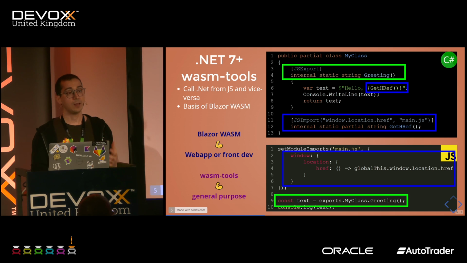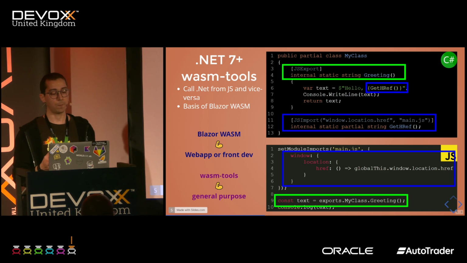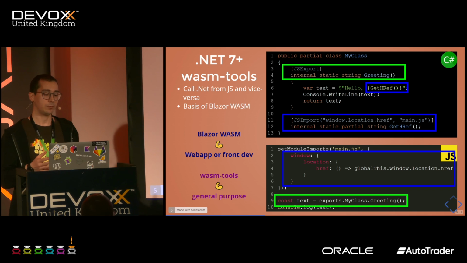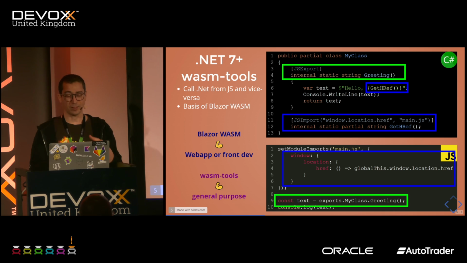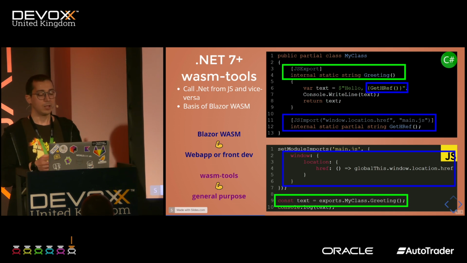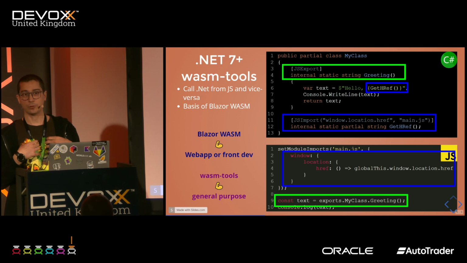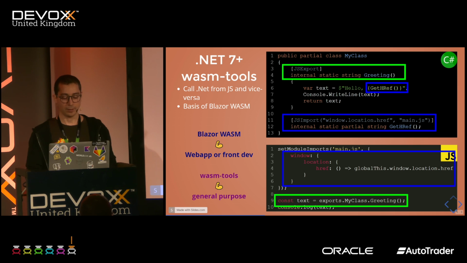So to summarize, Blazor WASM is more adapted to web app and front development, and WASM tools is more general purpose, which is more adapted to the project that I do. And in any case, that's why my game is called BlazorDoom, because initially I did it with Blazor, but now it works with this kind of tooling.